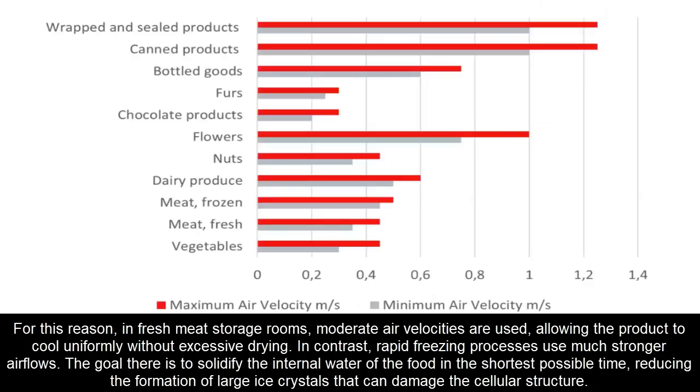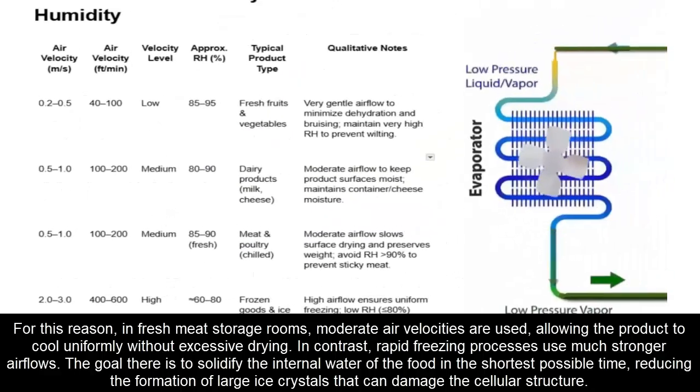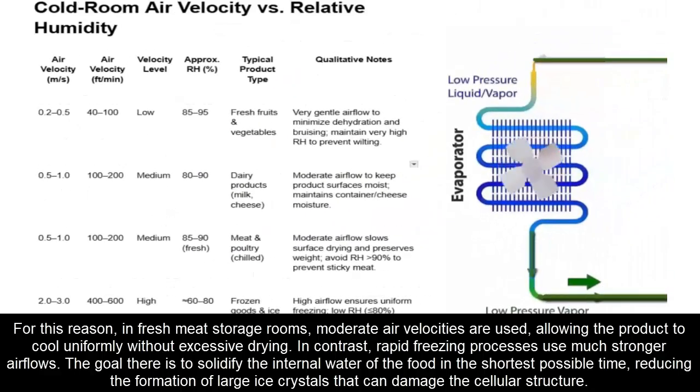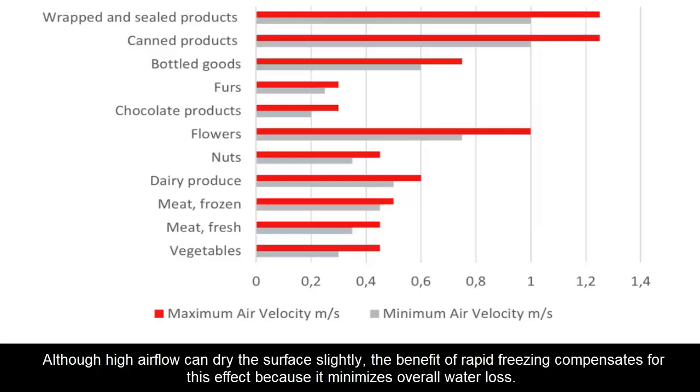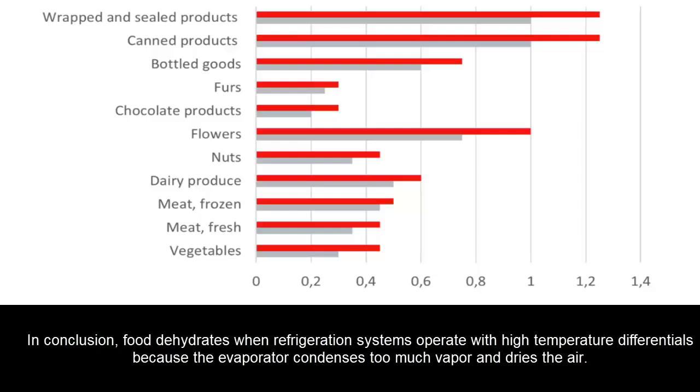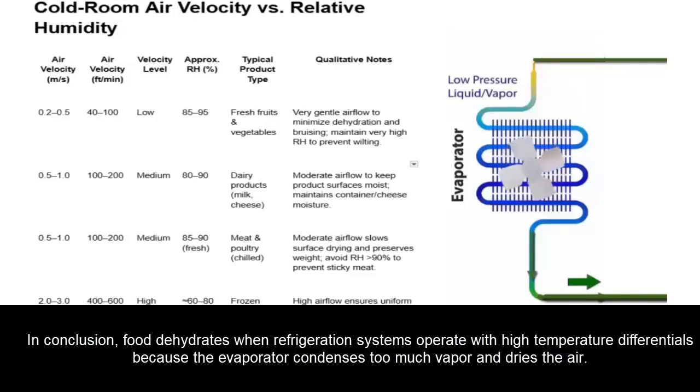The goal there is to solidify the internal water of the food in the shortest possible time, reducing the formation of large ice crystals that can damage the cellular structure. Although high airflow can dry the surface slightly, the benefit of rapid freezing compensates for this effect because it minimizes overall water loss. In conclusion, food dehydrates when refrigeration systems operate with high temperature differentials because the evaporator condenses too much vapor and dries the air.